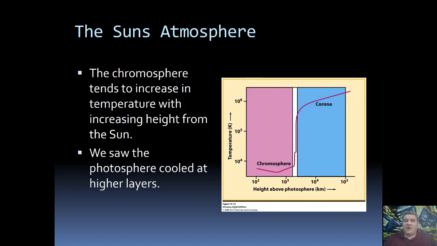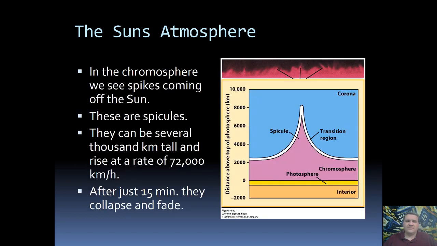Now, as I mentioned already, the higher you go in the chromosphere, the hotter it becomes. This is the opposite trend that we saw in the photosphere. In the photosphere, the higher you go, the cooler it gets. In the chromosphere, the higher you go, the hotter it gets.